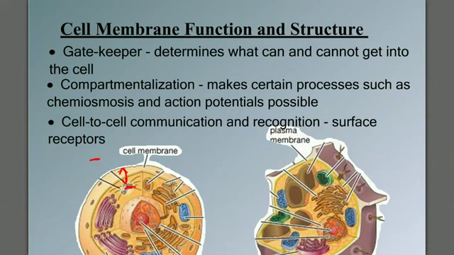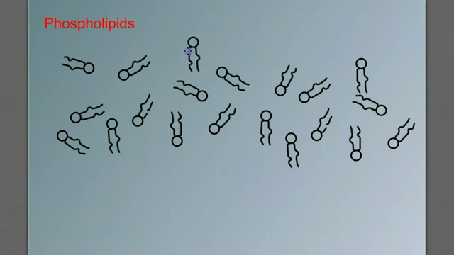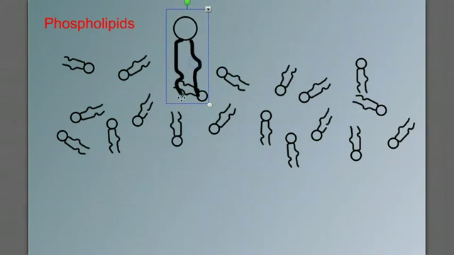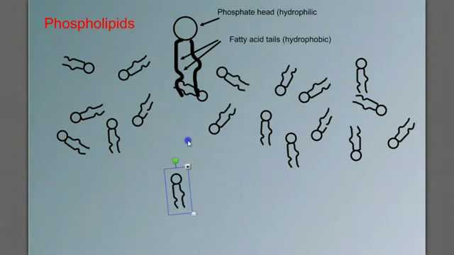Now let's look at the structure of the cell membrane. In fact, we're going to build one. And let's start with these guys, phospholipids. You might recall from our video on biomolecules that phospholipids are interesting molecules because they consist of a phosphate head, which is hydrophilic, and two fatty acid tails, which are hydrophobic. So we have one end of this molecule that likes water and one end that doesn't.